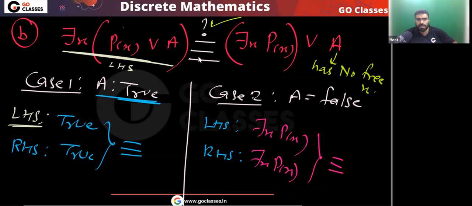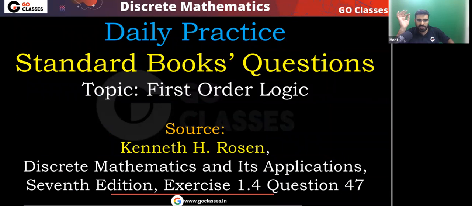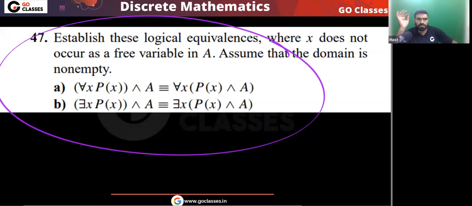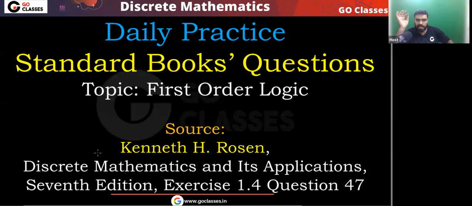Yes or no? These questions are much easier than those distribution property questions. These questions are very easy if you notice. So can you try this question? This question is also from the Kenneth Rosen book, question number 47.